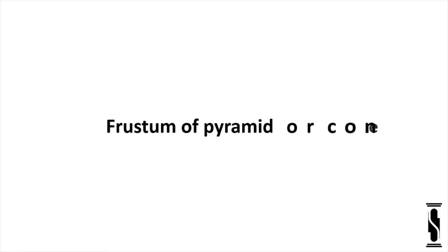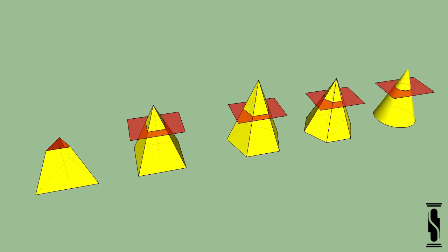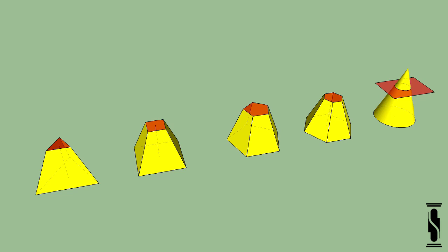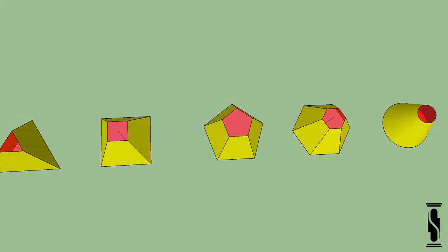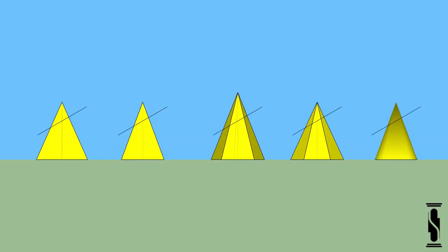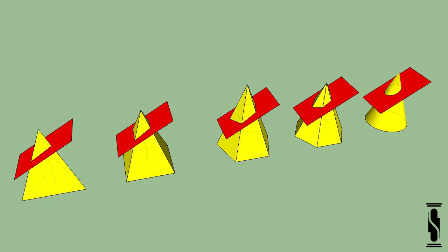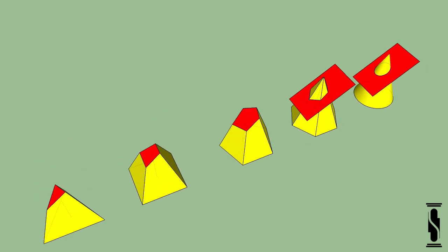When the upper portion of a pyramid or cone is removed by cutting it by a plane parallel to the base of the solid, the remaining portion is called the frustum of the pyramid or the frustum of the cone. And when the upper portion of the pyramid or cone is removed by cutting it by a plane inclined to the base, the remaining portion is called a truncated pyramid or truncated cone.